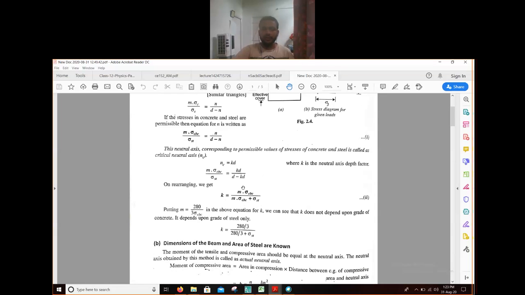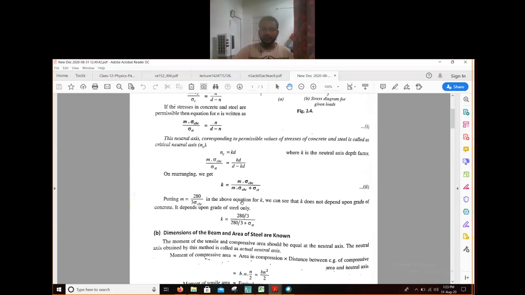Then again we know that M, the modular ratio, which I showed you in the last class, equals 280 divided by 3 sigma CBC. If you put the value here and simplify again, you will get this one. So these are the two different formulas to find the value of K. K is the neutral axis depth factor. K has different values based on these values.